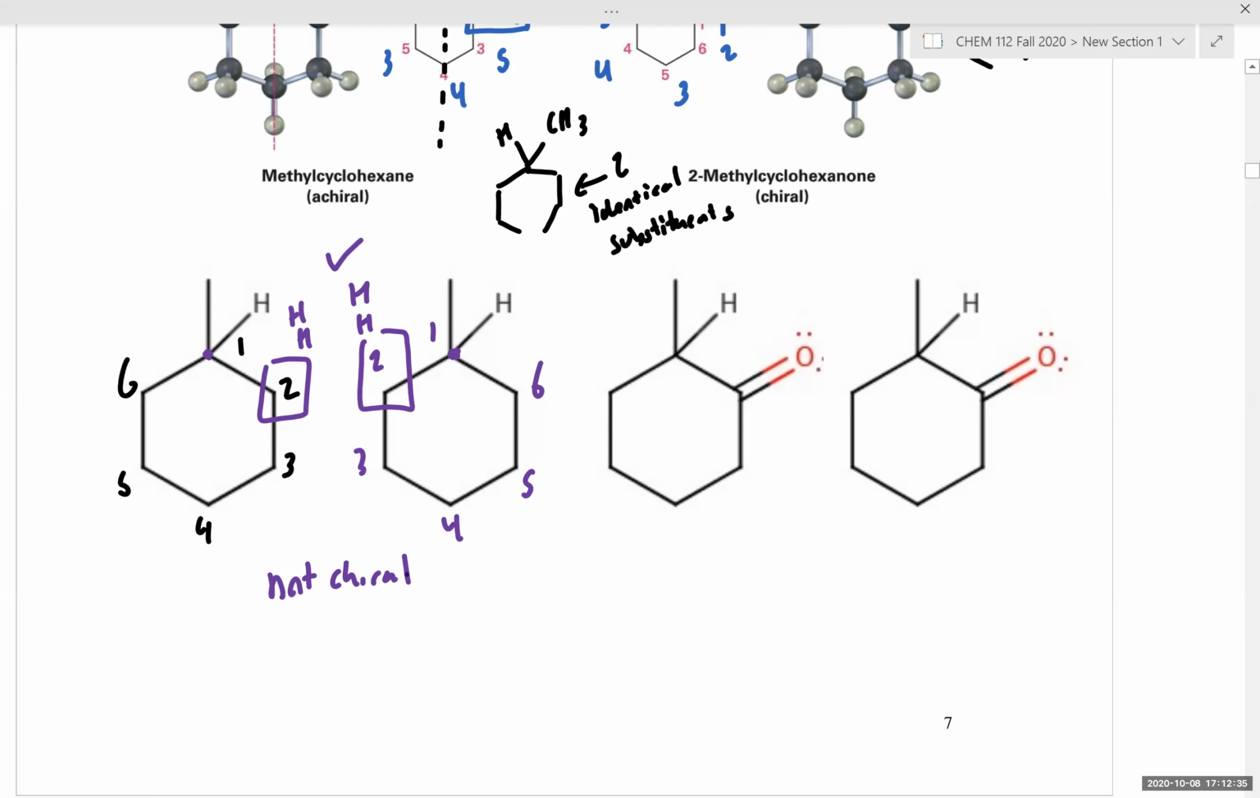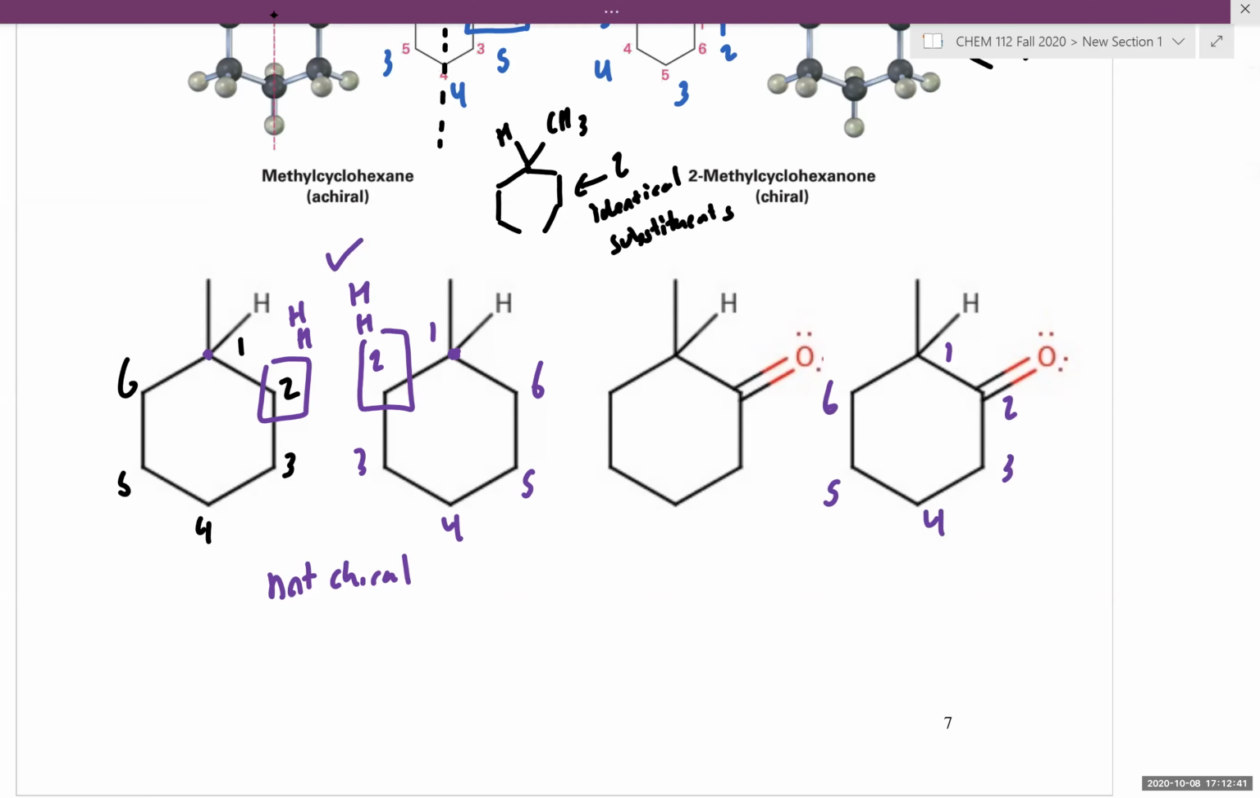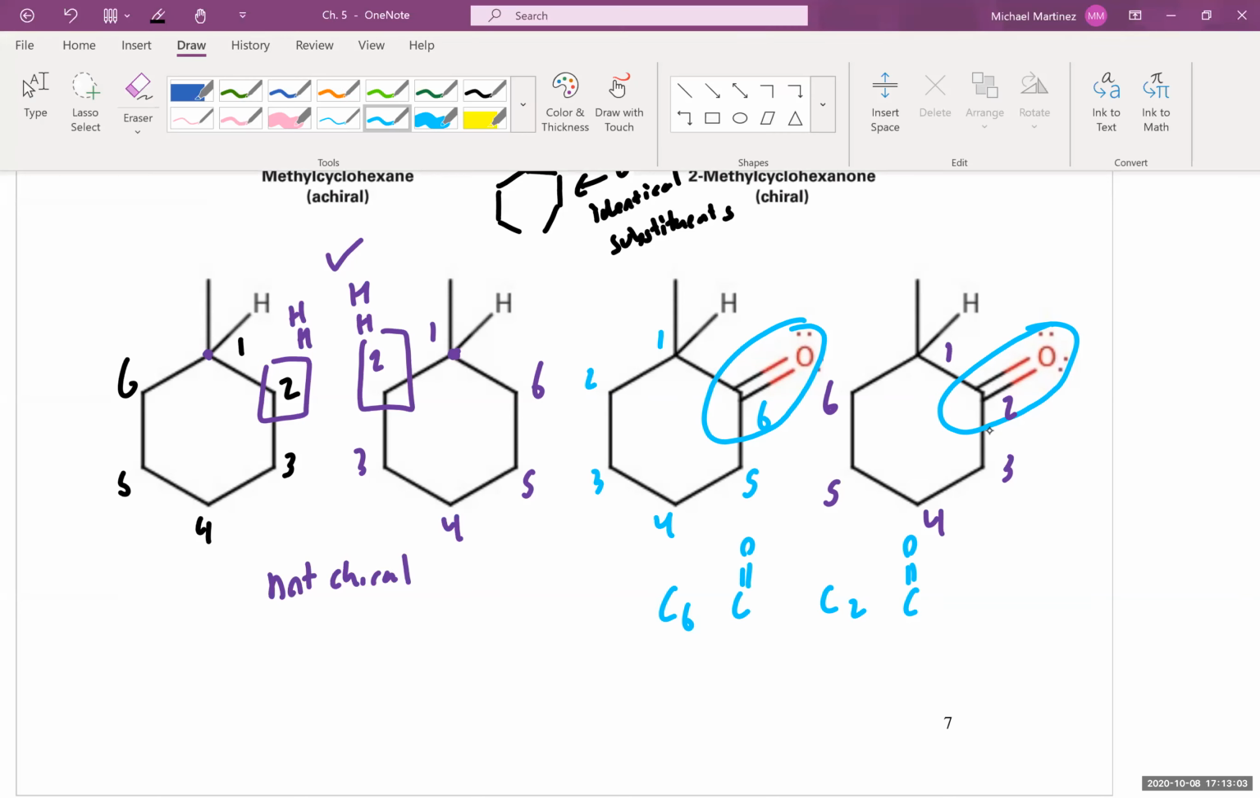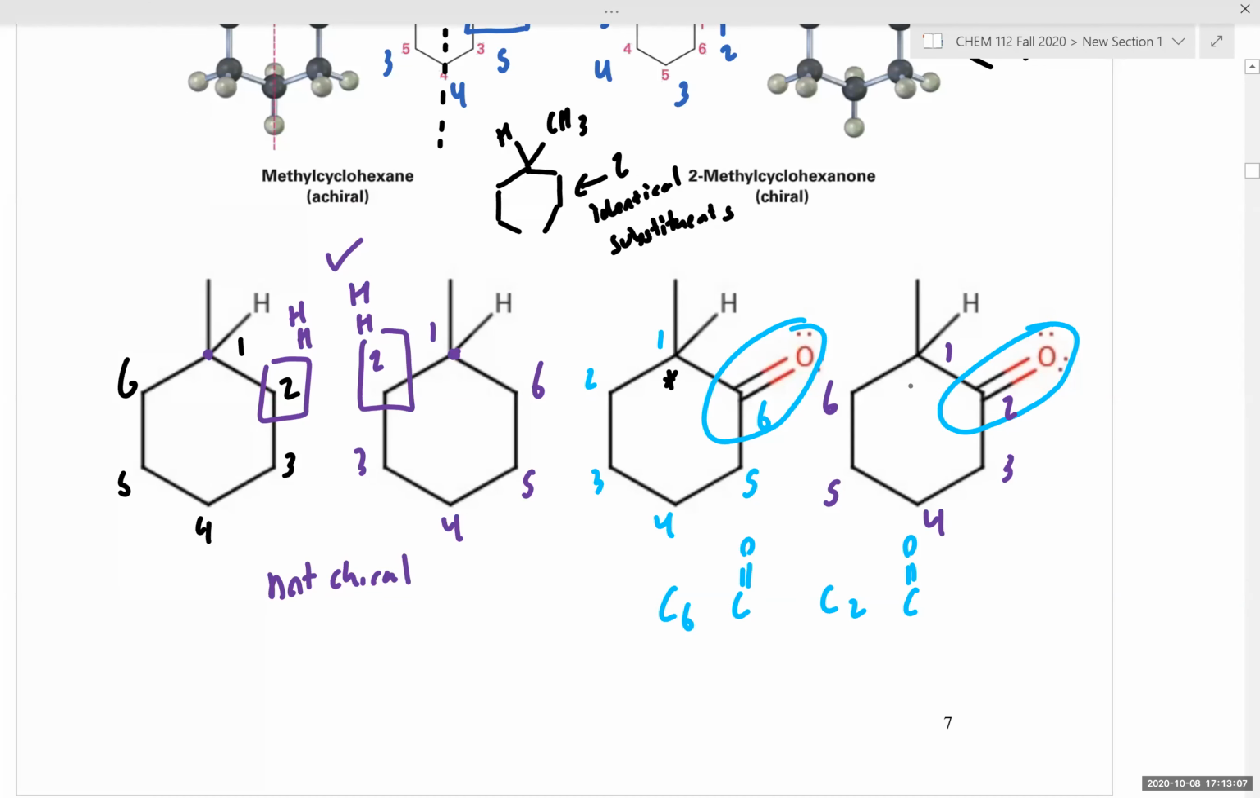Comparing this to 2-methylcyclohexanone, if we count clockwise and counterclockwise, we immediately notice that on carbon 6, we have our ketone in one structure, while in carbon 2, we have our ketone in the second counting method. Because our substituents are different attached to this central carbon, it would be a chiral center, and the molecule itself, because it lacks an axis of symmetry, would be a chiral molecule. Does that make sense?